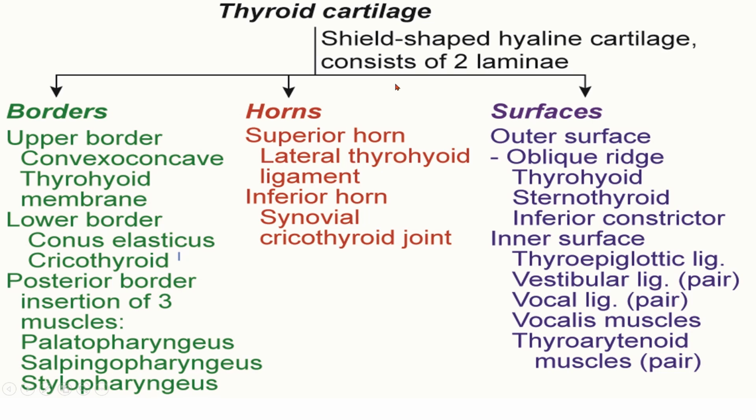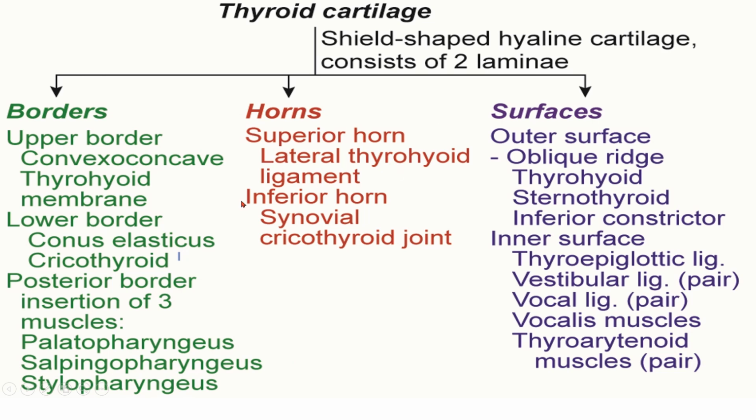So the thyroid cartilage is shield shaped. It is made up of hyaline cartilage and consists of 2 laminae. For each lamina, the borders are: the upper border, convex or concave, with attachment of the thyroid membrane. The lower border has attachment of the conus elasticus and cricothyroid muscle. And the posterior border has insertion of 3 muscles, namely the palatopharyngeus, salpingopharyngeus, and stylopharyngeus.